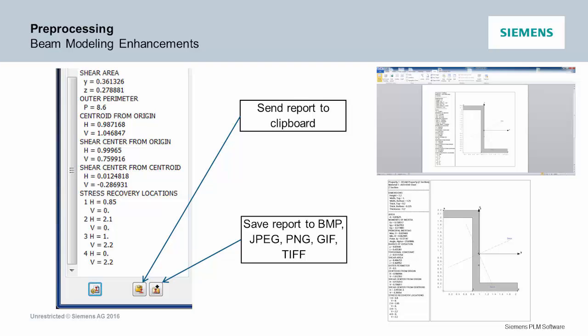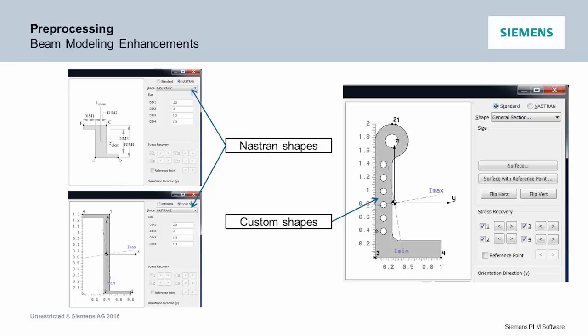And then you can also save it to a file too if you want to just save it out that way. Arbitrary cross section. So that does all the properties and any section, and you can pick like a parasolid surface. You can draw your own surface in Femap and get all these same things. And here's the Nastran standard sections.